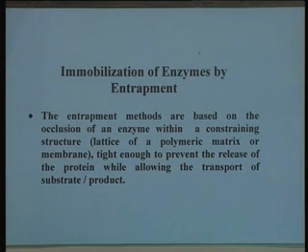Now, entrapment methods are also a very large class of enzyme immobilization methods that are based on the occlusion of an enzyme within a constraining structure. That means the enzyme molecules are entrapped within a definite region of space. It could be a lattice of a polymeric matrix or a semi permeable membrane, and this matrix within which the enzyme is entrapped must be tight enough to prevent the release of the protein and allow the substrate or product molecules to pass through the boundaries.